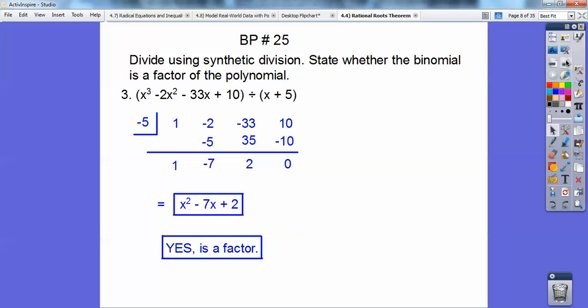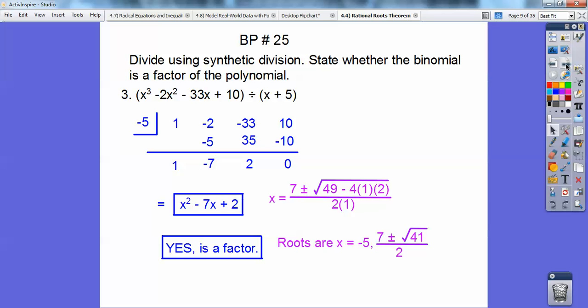Okay, how about this guy? Looks like you get another remainder of 0, so yes, it is a factor. And then this one doesn't factor, and since that's an odd number, I would use the quadratic formula. If it doesn't say find the roots, but if it did, then this -5 would be a root, and then the quadratic formula gives me 7 plus or minus root 41 over 2 to be the other two roots.